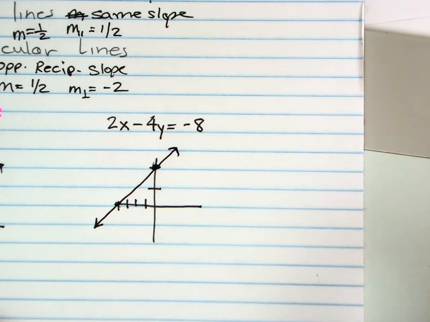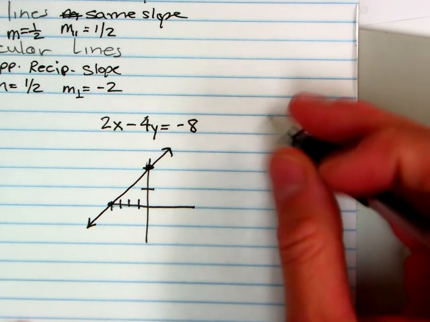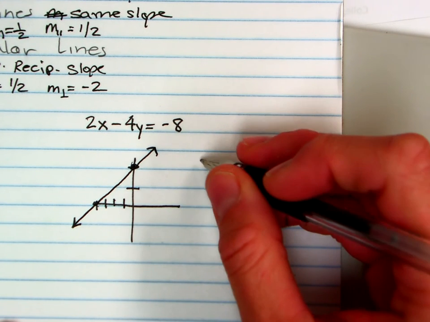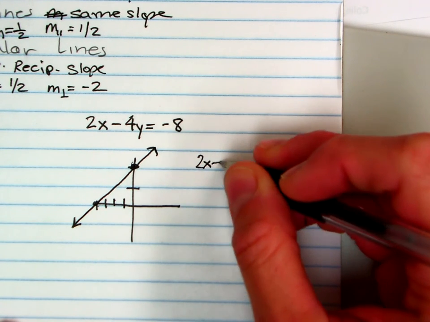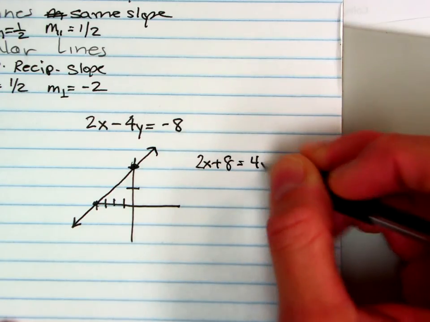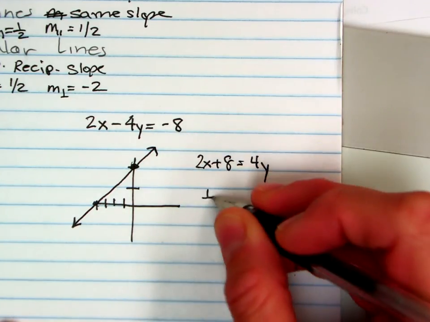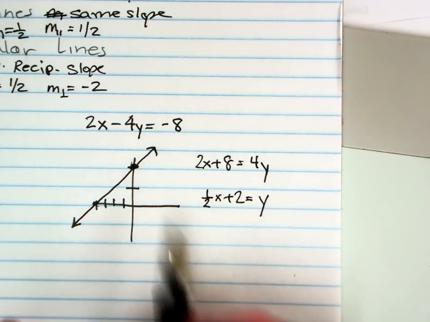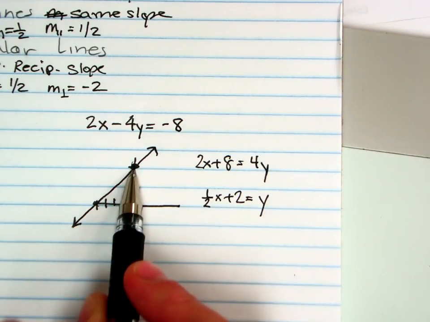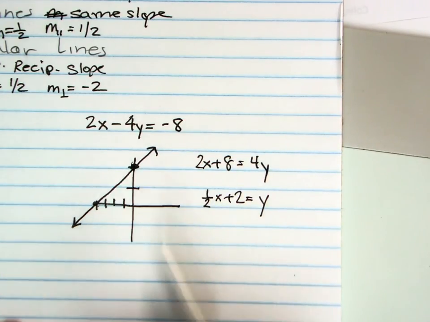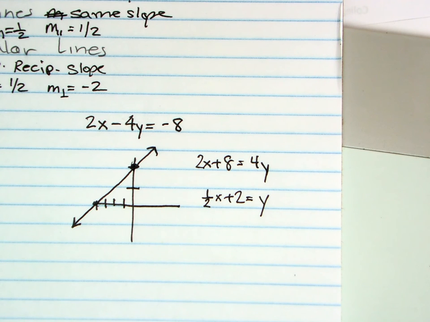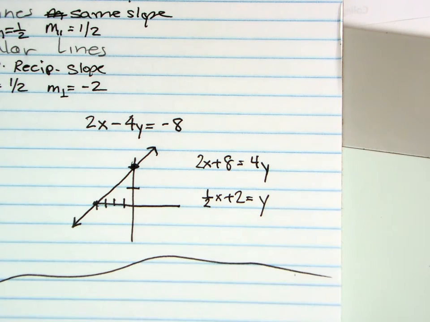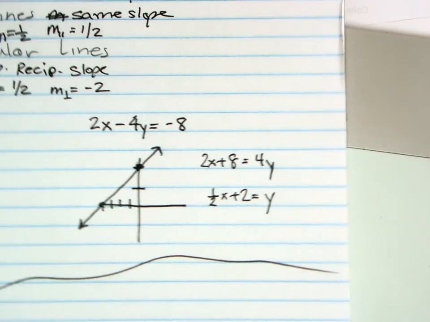The other way would be to solve for y and put it in slope-intercept form. You could do that by adding 8 to both sides and adding 4y to both sides and then dividing everything by 4. And you'll see that I have a y-intercept of 2 and I have a slope of 1/2. So that's graphing lines. Then we get into finding the equation of a line.